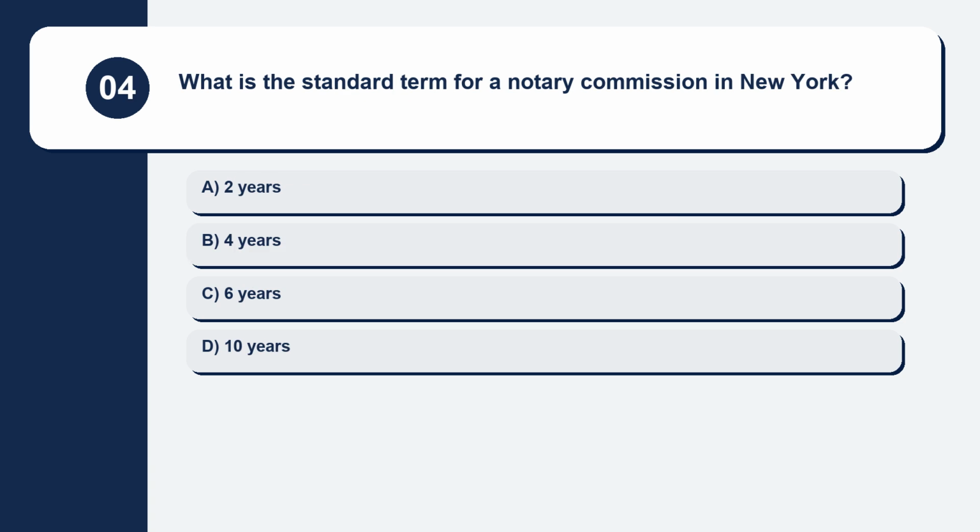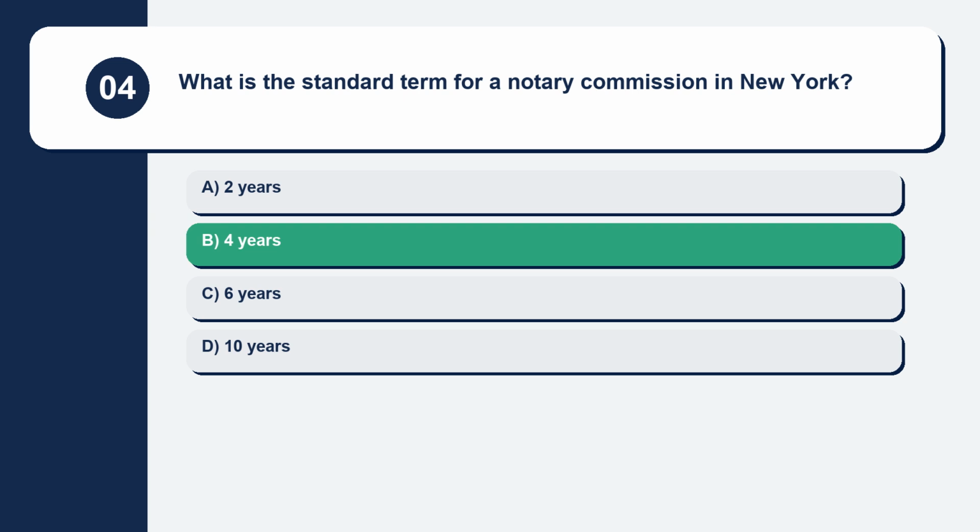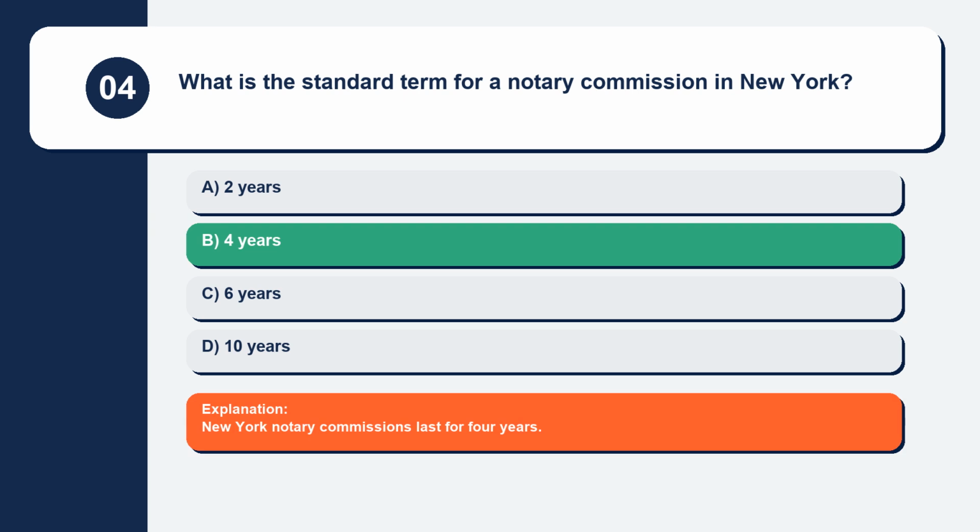Question 4. What is the standard term for a notary commission in New York? 2 years. 4 years. 6 years. 10 years. New York notary commissions last for 4 years.